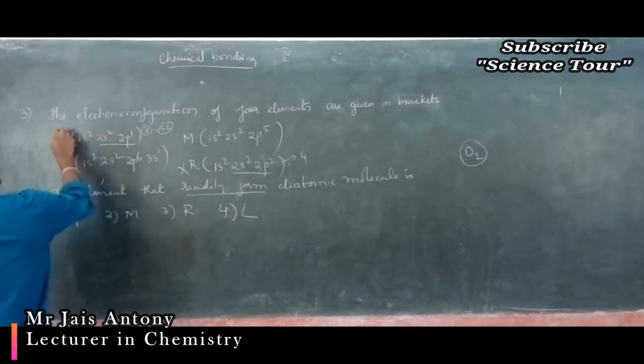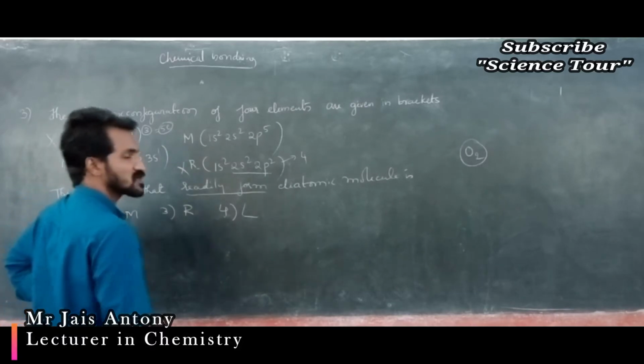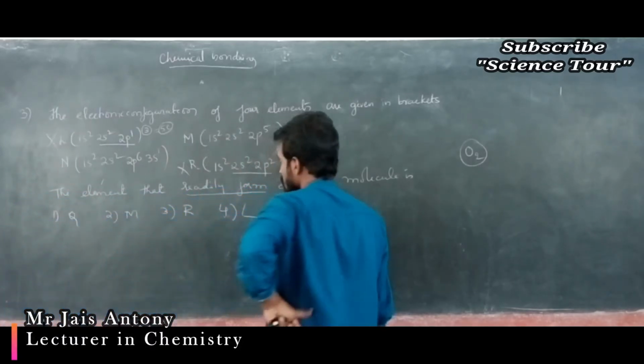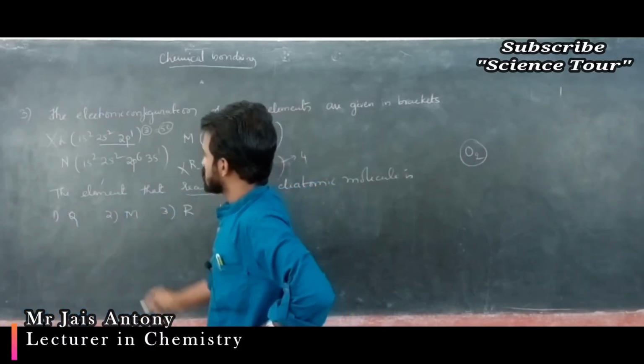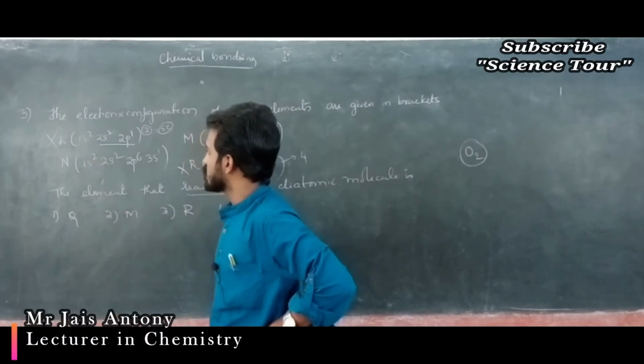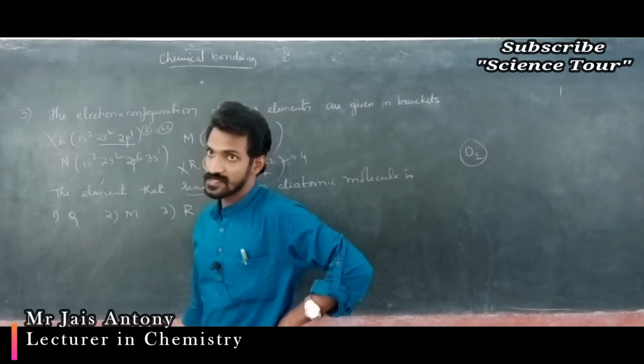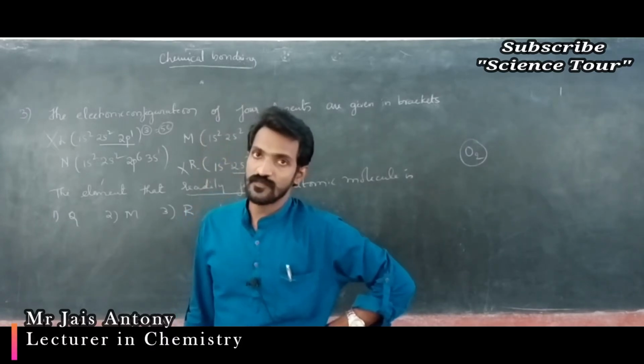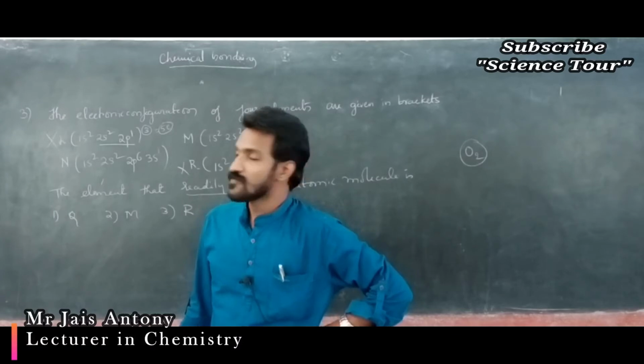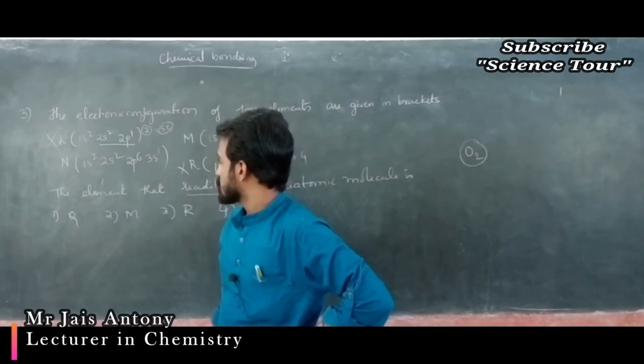It is also not possible, my dear students, 5 more electrons. In this case, my dear students, here 1s2, 2s2, 2p6, 3s1. 3s1 is there, correct? No? Okay. What happens in this case actually?